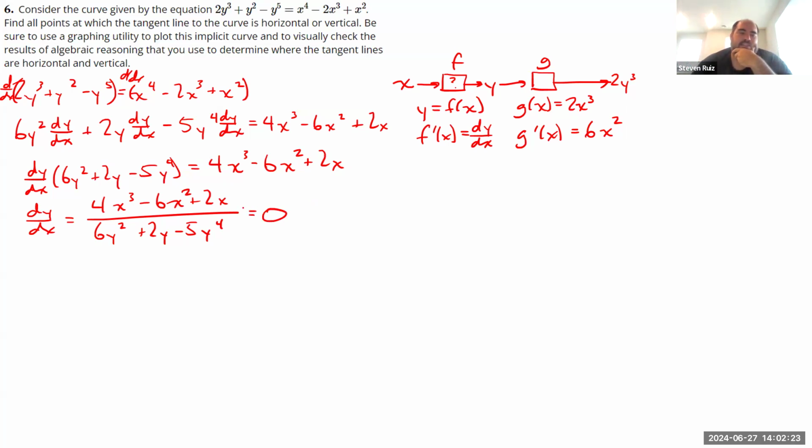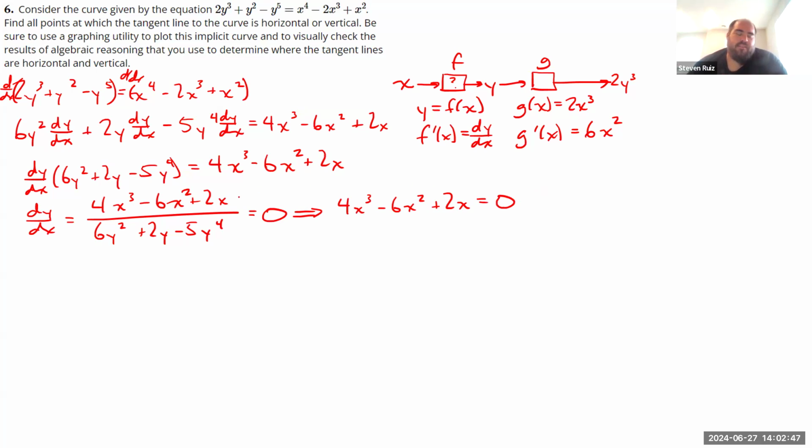So I'm taking this derivative here, setting it equal to 0. What's the only way for this to equal 0? That's going to happen if the numerator is equal to 0. So I'm going to set the numerator equal to 0: 4x cubed minus 6x squared plus 2x equals 0.